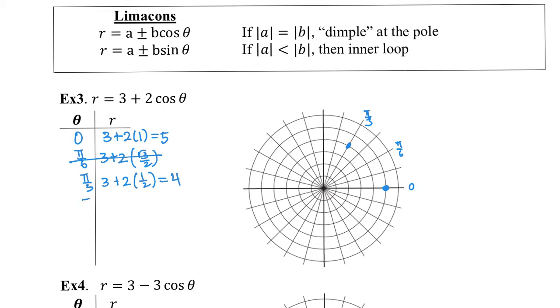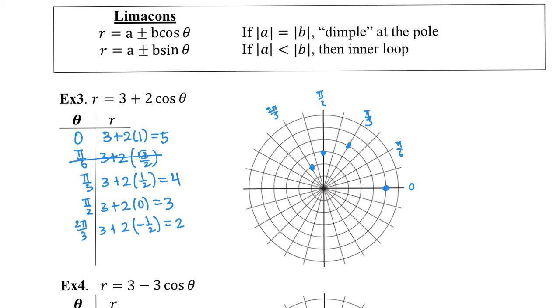Let me go to pi over 2. The cosine of pi over 2 is 0. I'm going to keep going because I want to go from 0 to pi if possible. Let me go after pi over 2, to 2 pi over 3. The cosine of 2 pi over 3 is negative 1/2. So 3 minus 1 is 2, which is right here.